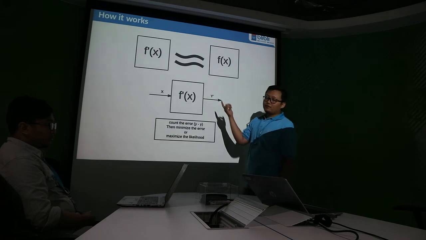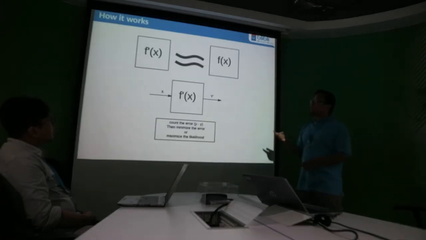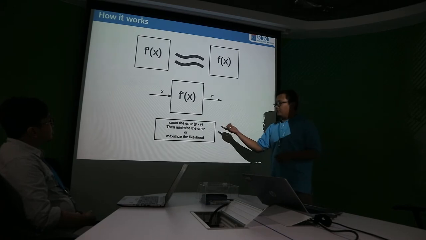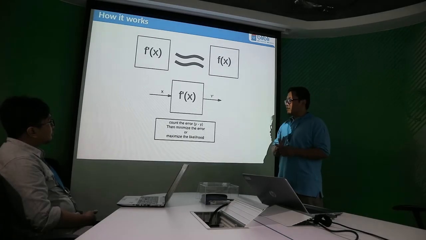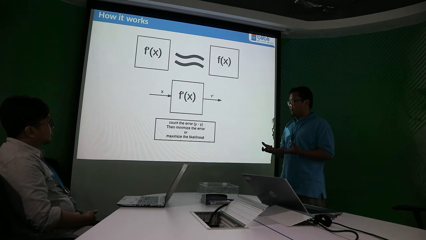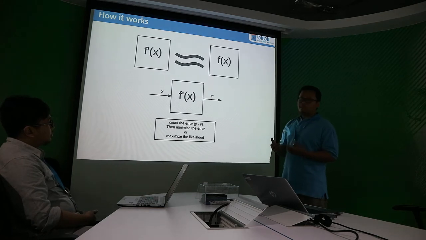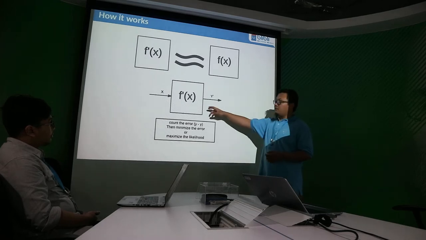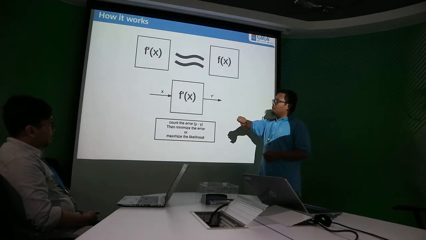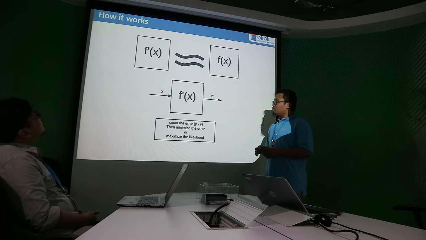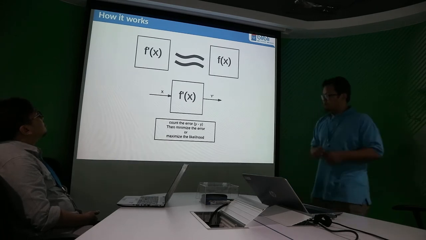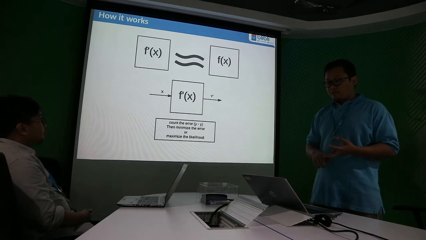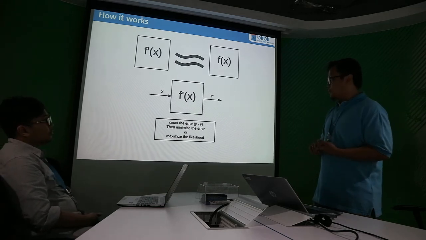So f(x)' is not the real function. And we count the error, so we minimize the error. We try to get the minimum error by adjusting all parameters in this artificial function. There are two ways: we minimize the error or we maximize the likelihood.